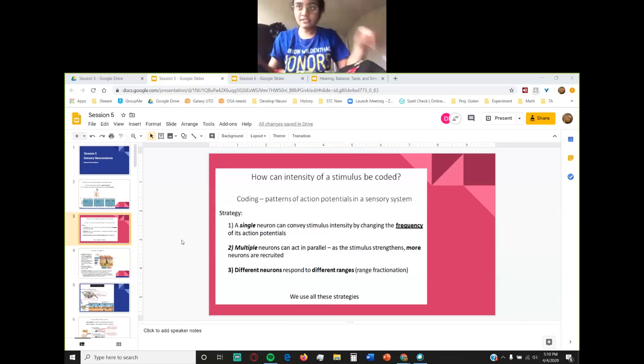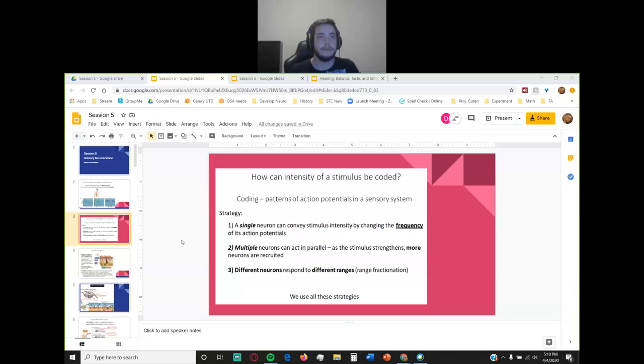Okay, so the intensity of a stimulus is communicated to the brain in different ways. So you can change the frequency of the stimulus. So if you have a lot of action potentials that happen one after the other, it tells the brain that the stimulus is more intense than a regular one. You can have multiple different neurons send action potentials. So if you're having a lot of different action potentials happen at the same time from different neurons, the brain's going to understand that it's a bigger stimulus than something that might have been smaller.